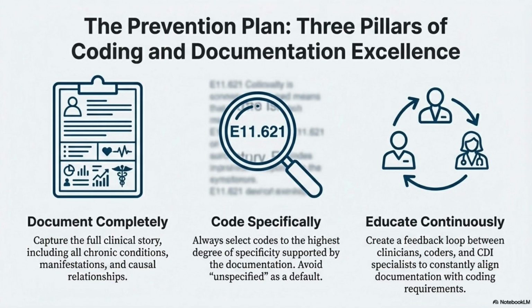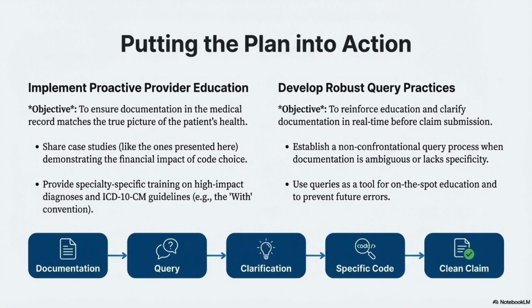The three pillars of documentation and coding excellence are simple but powerful: document completely, code specifically, and educate continuously. When these three elements work together, denials drop, risk scores improve, and the clinical story becomes crystal clear. Here's how we make it real. First, proactive provider education, showing clinicians exactly how documentation impacts reimbursement and risk adjustment. Second, strong query practices, clarifying documentation before the claim goes out the door. These two steps alone can prevent most of the issues we saw in both case files.